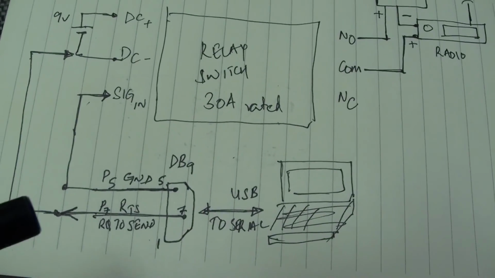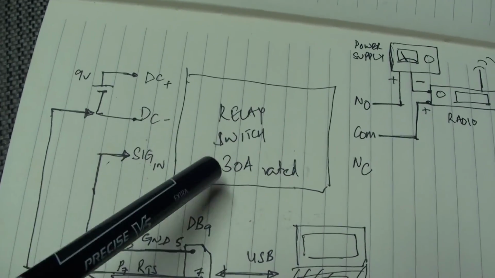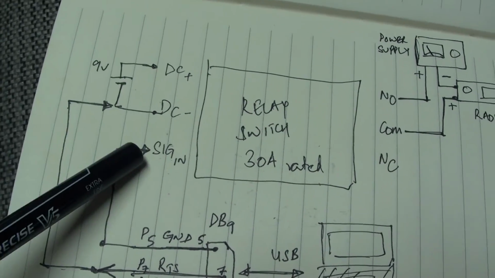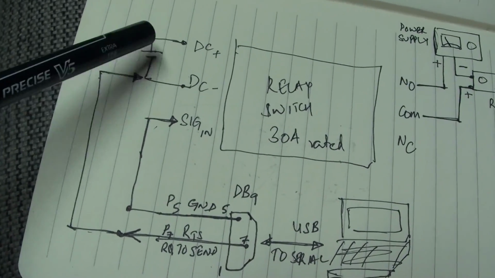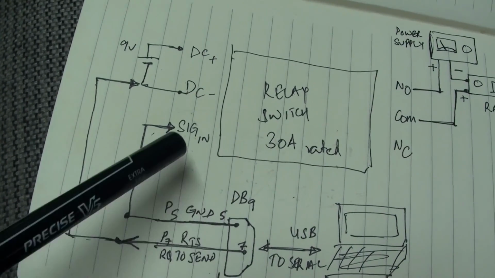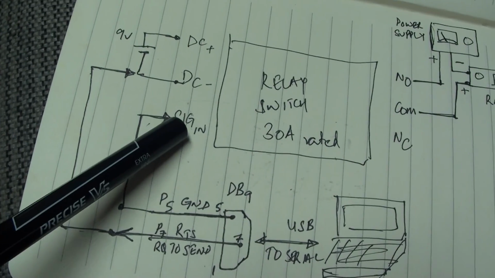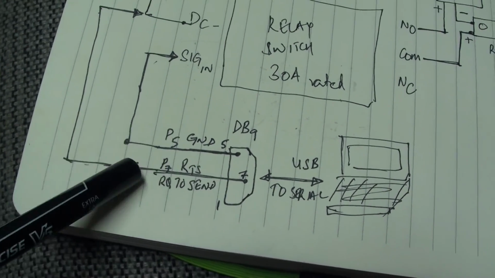So basically the way it's hooked up right now is that's a relay switch rated for 30 amps. There are 3 ports on this side and 3 ports on this side. This is where you hook up your 9-volt battery, the positive and the negative. And then the third port is what's called the signal in. That will be hooked up to your USB to serial DB9 port, the two wires we talked about.